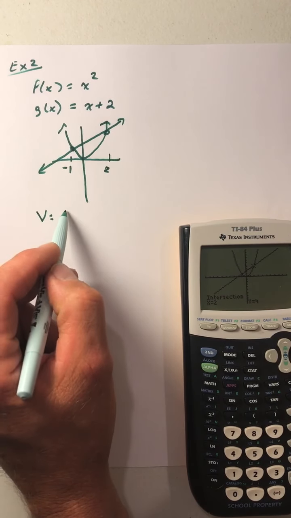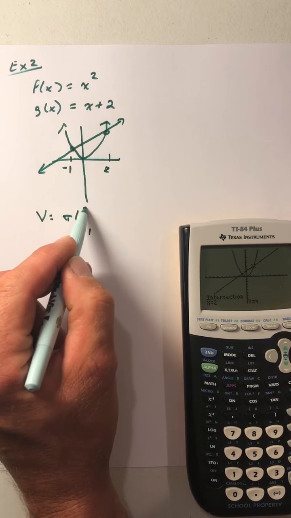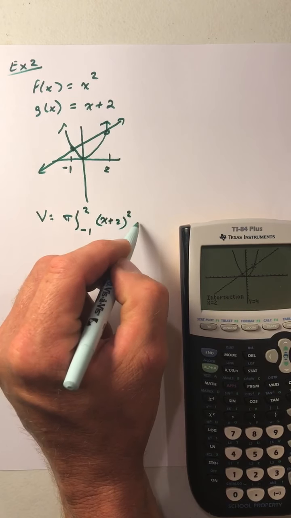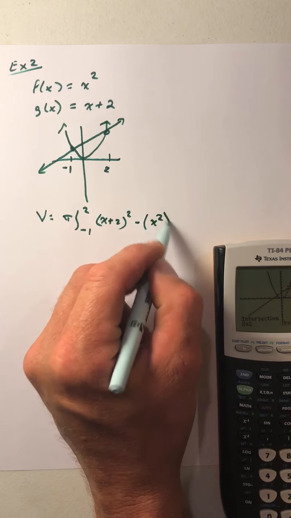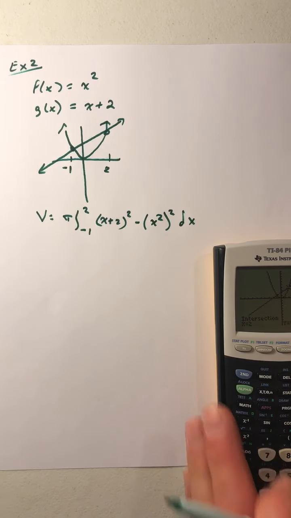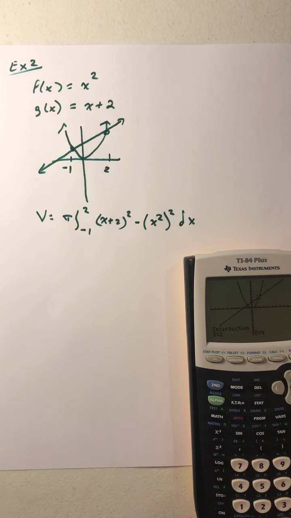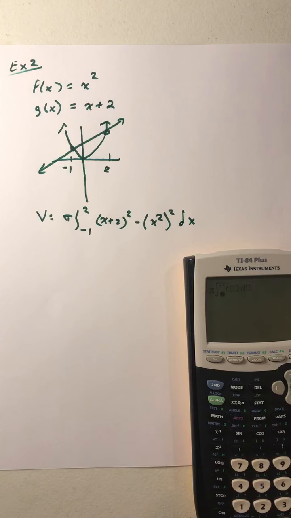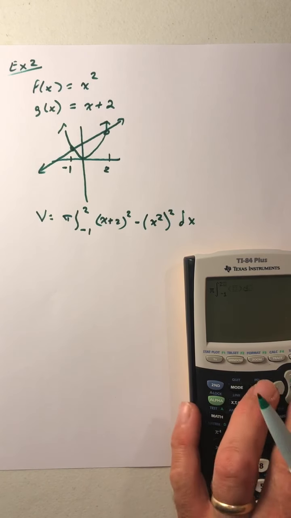So our volume is going to be pi times the integration from -1 to 2. Our top curve is that linear function, x plus 2 squared, minus the bottom curve, which is going to be x squared. And our variable of integration is dx, or x. So again, we can utilize our calculator. We can go back to our main screen. We have our pi. Then Math 9 gives us our integration operation. We're going from -1 to 2.